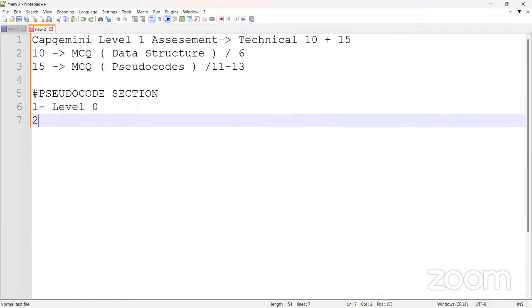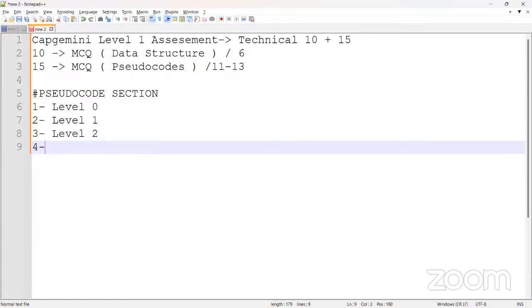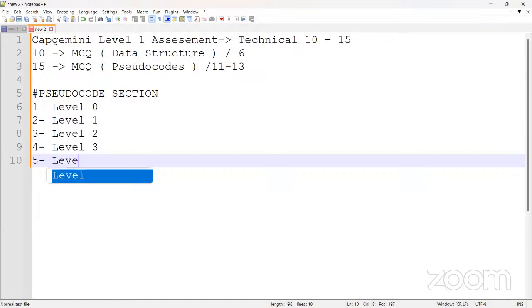Then the second is level 1 pseudocode, the third one is level 2 pseudocode, the fourth one is level 3 pseudocode, and the last one is level 4 pseudocode. So for all these levels of pseudocodes, we need to understand them, and there is nothing much expected technical concept in all these levels. The only thing is you need to understand them at a particular level in such a way that you can solve the questions along with the given data.